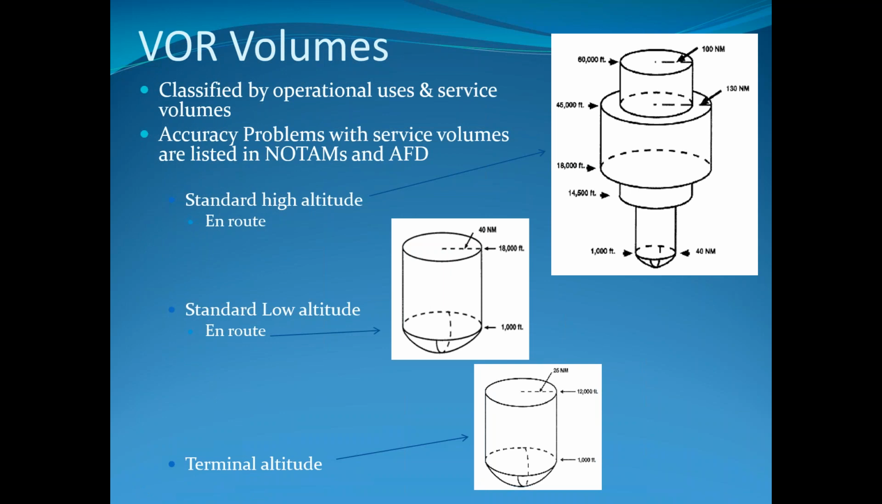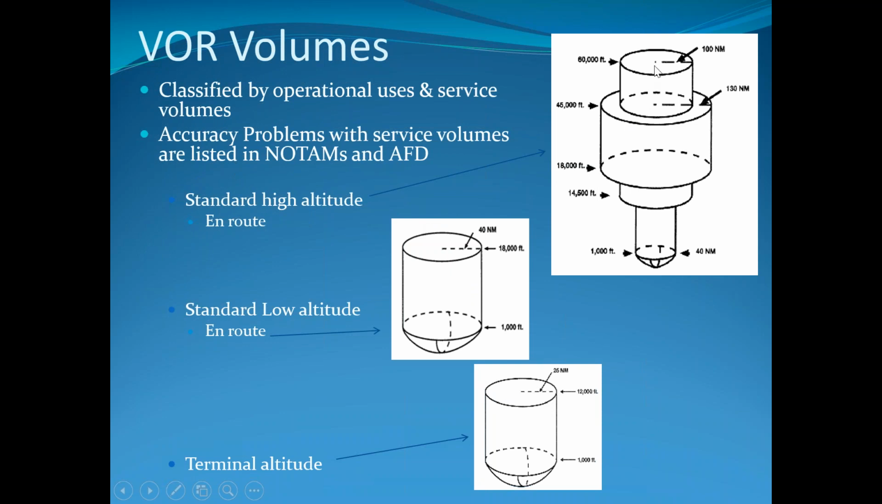So this is kind of going back to what we were talking about with the standard, the high altitude, the low altitude, and the terminal VORs. So you have the 40 for the low, 25 for the terminal, and then 130 is the high altitude.